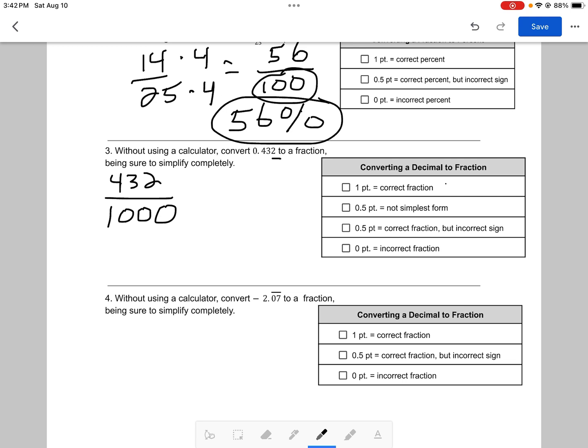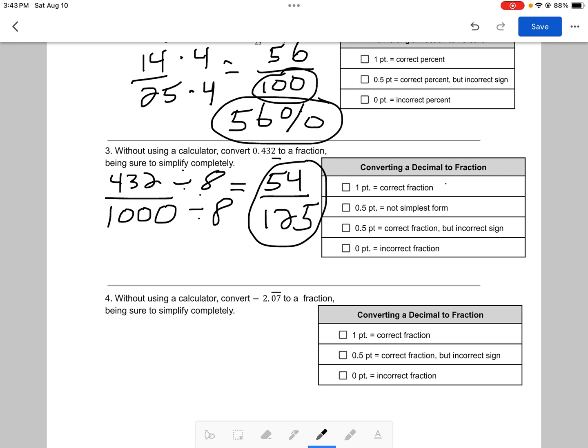Now, I need to find the greatest common factor between 432 and 1,000 so that I can divide to simplify. I know my greatest common factor between the 2 is 8. So if I take 432 and divide it by 8, I end up getting 54. And if I take 1,000 and divide it by 8, I end up getting 125. So my fraction in simplest form is going to be 54 over 125.